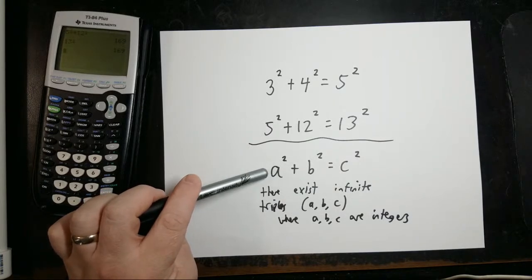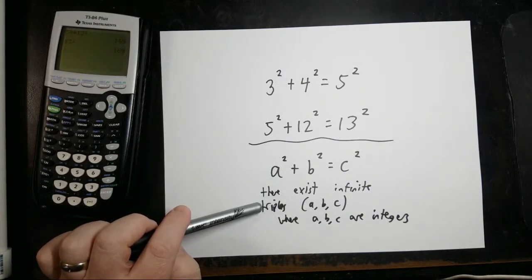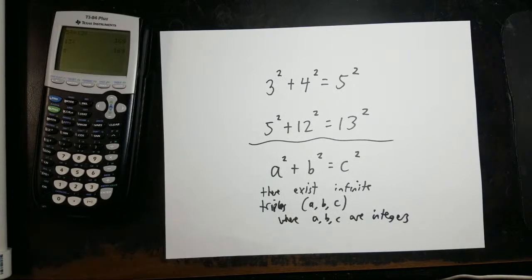But A squared plus B squared equals C squared. This is something that you guys have learned. This is something where there exists an infinite number of triples, A, comma, B, comma, C, where A, B, and C are integers. That has been shown. It's been proven.